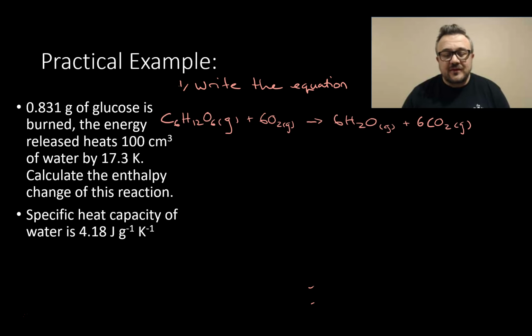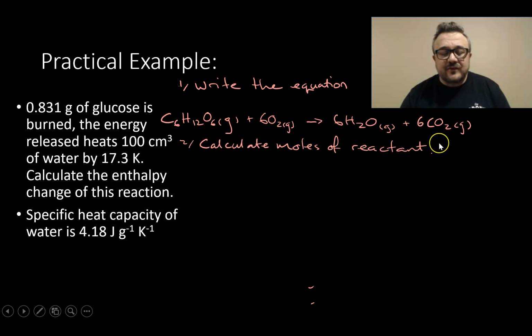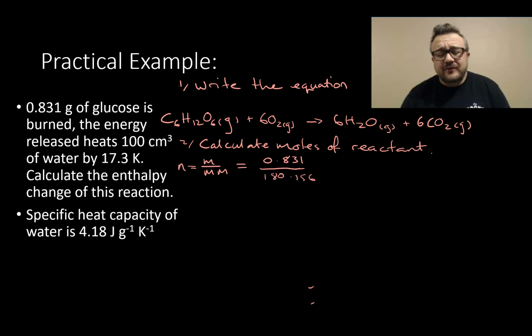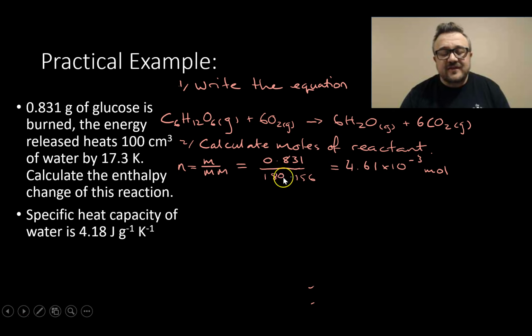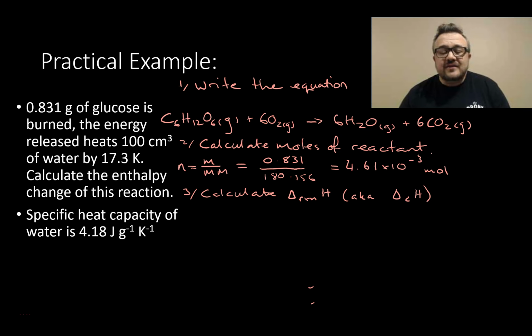First step, write the equation. Boom, smashed it. Glucose. And that's glucose being combusted. Now, we're burning it, so it's a gas, which is a bit different to respiration. We want to calculate the moles of the reactant. Okay, we've got the 0.831, and that becomes 0.831 over the molar mass of glucose, which is 180.156 grams per mole, which gets us to 4.61 times 10 to the negative 3 moles. However, we're actually going to use this section of this in our equation, and we'll show you that in a sec.